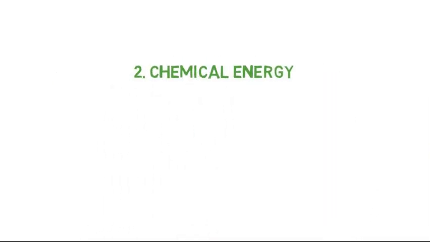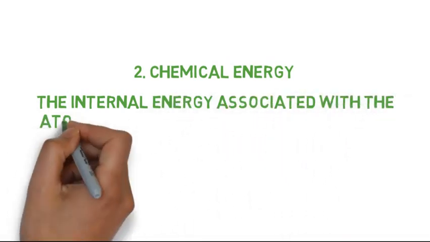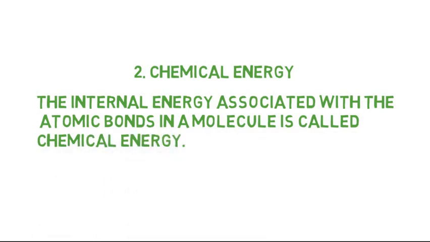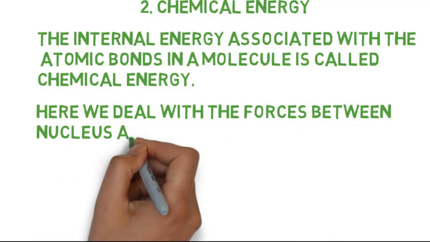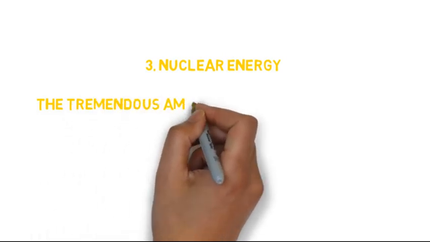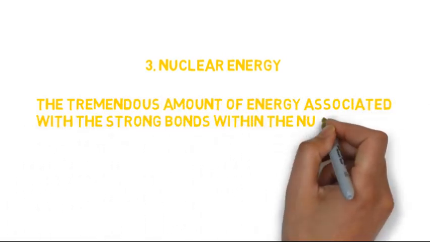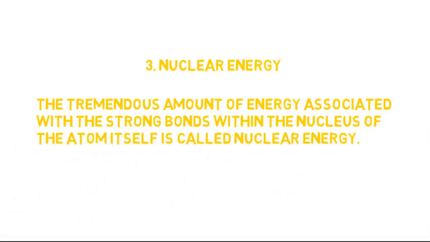Now we have chemical energy, which is the internal energy associated with the atomic bonds in a molecule, and that we call chemical energy. Here we deal with the forces between the nucleus and electrons. Now the last one is nuclear energy, which is the tremendous amount of energy associated with the strong bonds within the nucleus of the atom itself. It's called nuclear energy.